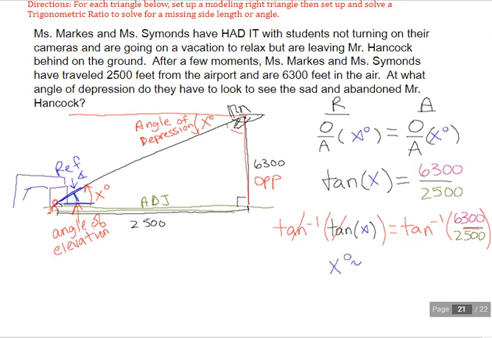And so if we decimalize the tangent ratio, we can search for the angle. So 6,300 divided by 2,500 is 2.52. And so the angle of depression or elevation, because they have the same value, is 68.356 degrees. Okay, in other words, Ms. Marcus and Ms. Simmons have to look down at about 68 degrees to see Mr. Hancock, or reverse that, Mr. Hancock has to look up at 68 degrees to see the plane flying away because they took a vacation and they left him. All right, last problem.